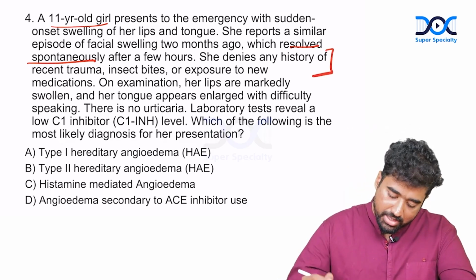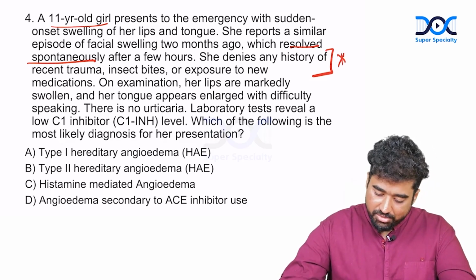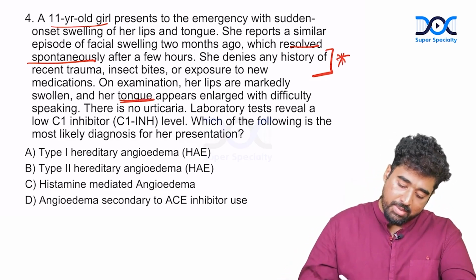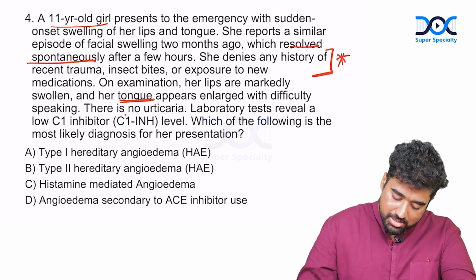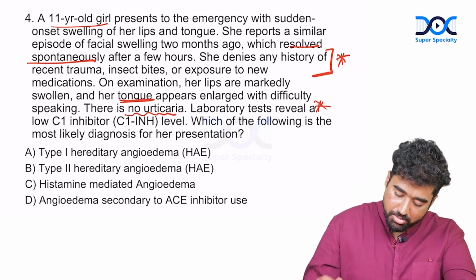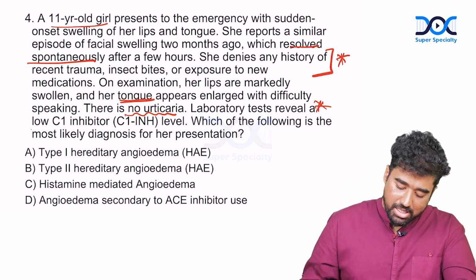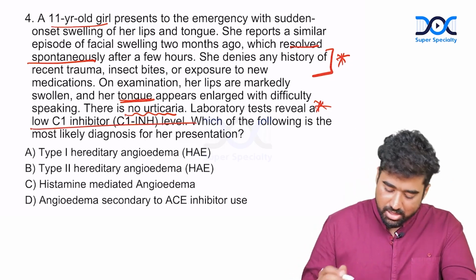So this is again important for a particular differentiating factor which I'll tell you. And then you see the tongue is especially involved, and very, very important is that there is no urticaria. This is another important indicator. And then the giveaway in all of this is the low C1 inhibitor levels.